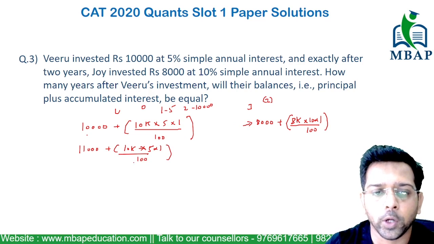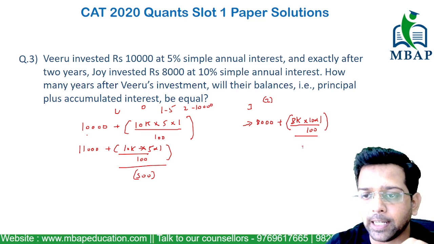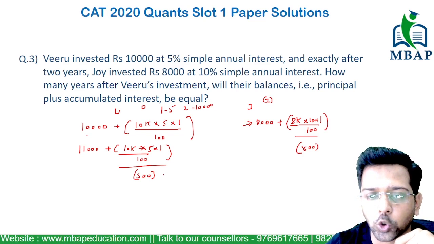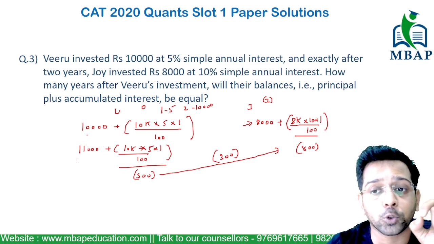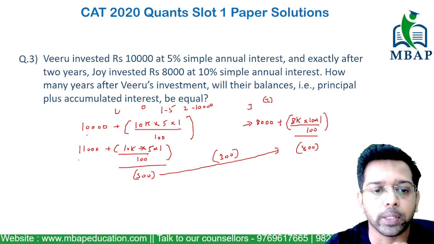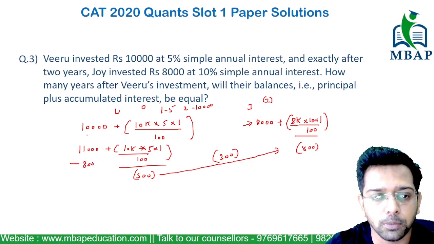Now every year, let's consider it this way, Viru is getting 500 rupees as the interest, and Joy is getting 800 rupees as the interest. So how much more is Joy making every year than Viru? He is making a difference of 300 rupees. And what is the actual difference that he has to conquer? The difference will be from 11,000 to 8,000, because Viru is already on 11,000. 11,000 minus 8,000 will come out to be 3,000.